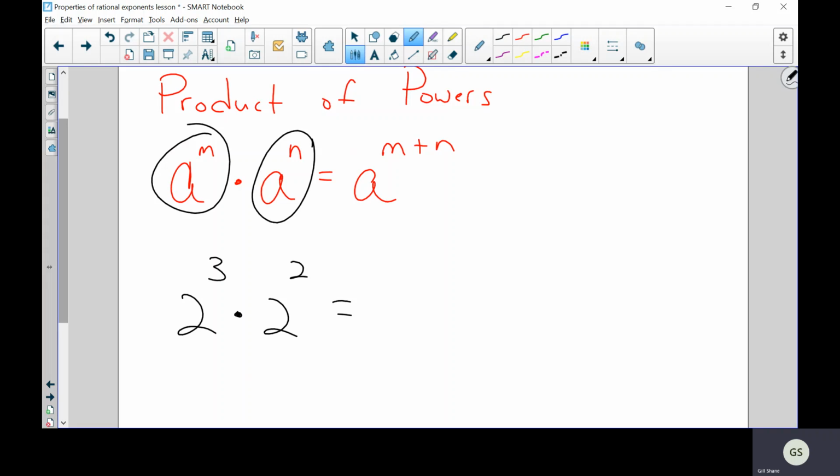So first of all, based on what we just said, we need to check and see if we can even use the rules. So what do we have to check first? Have to have the same base. Well, we do. 2 is the base. So we have the same base. So that works, 2 and 2.